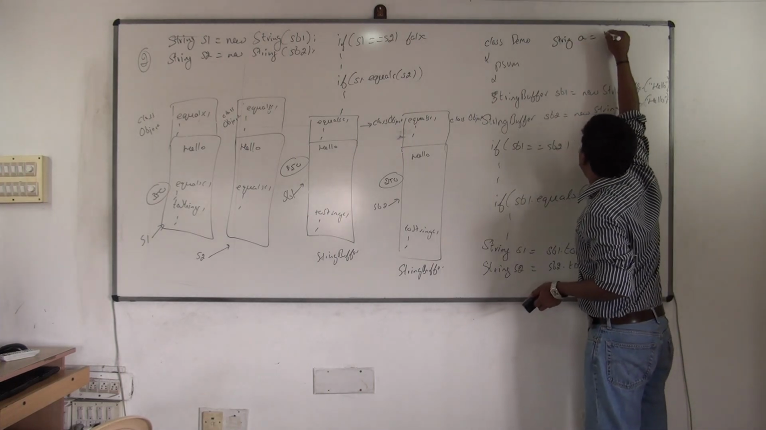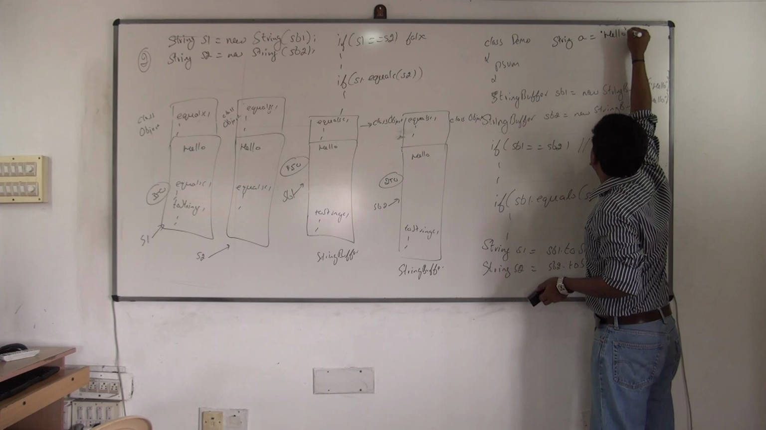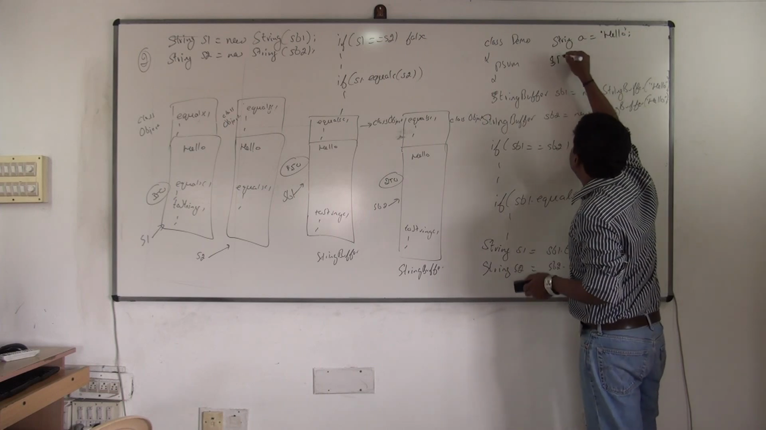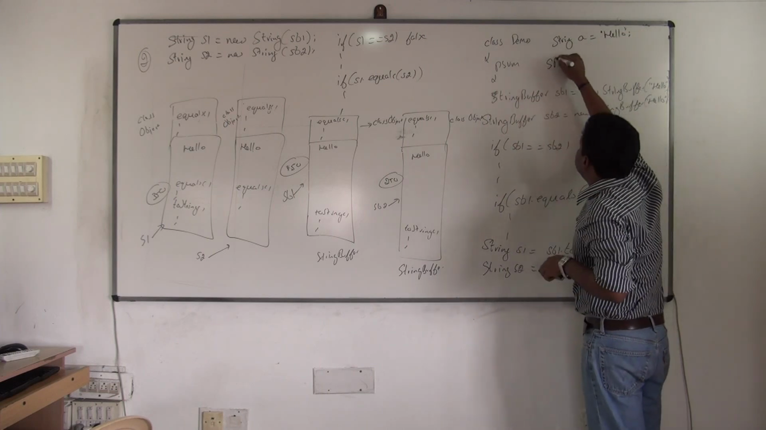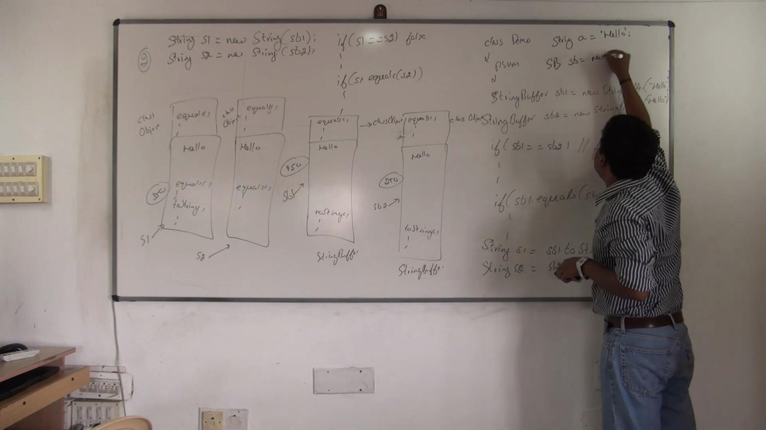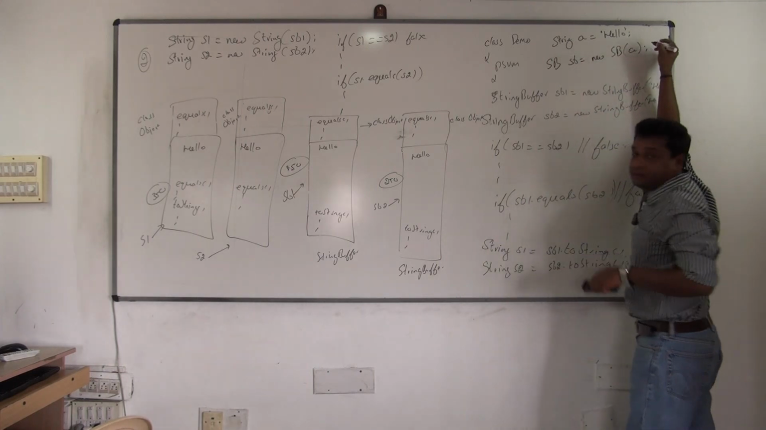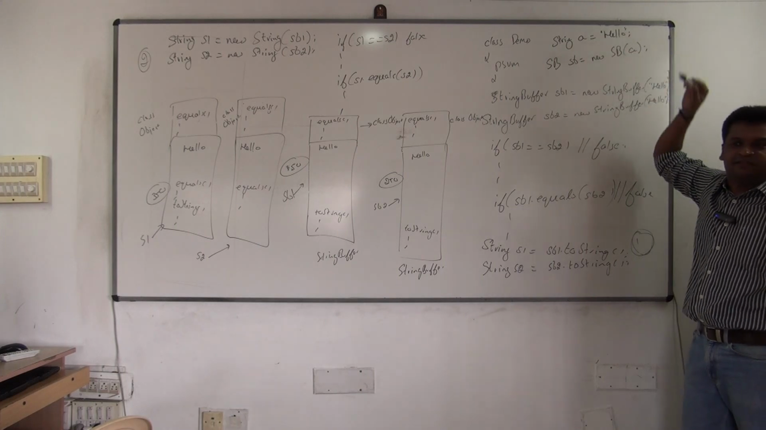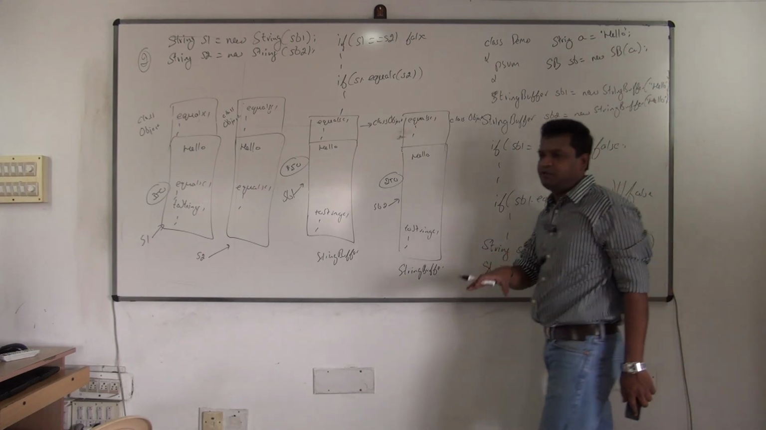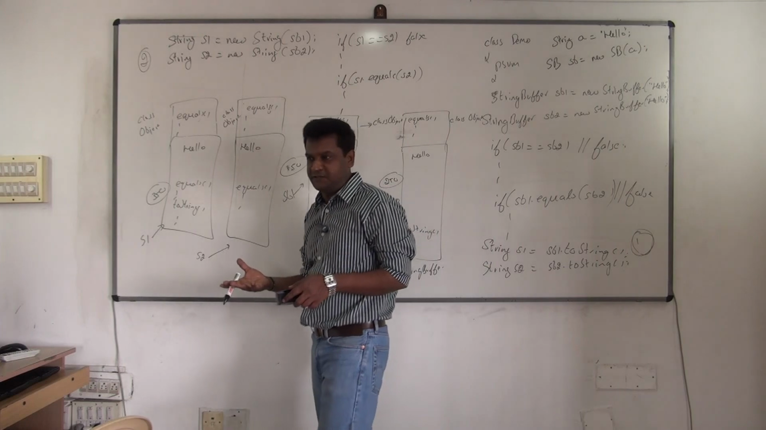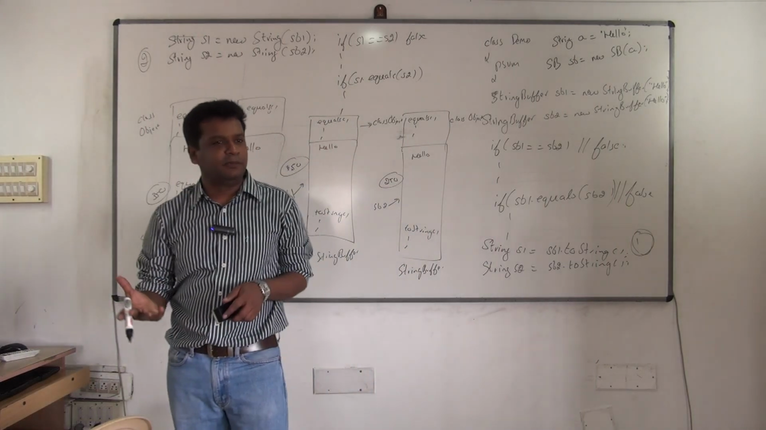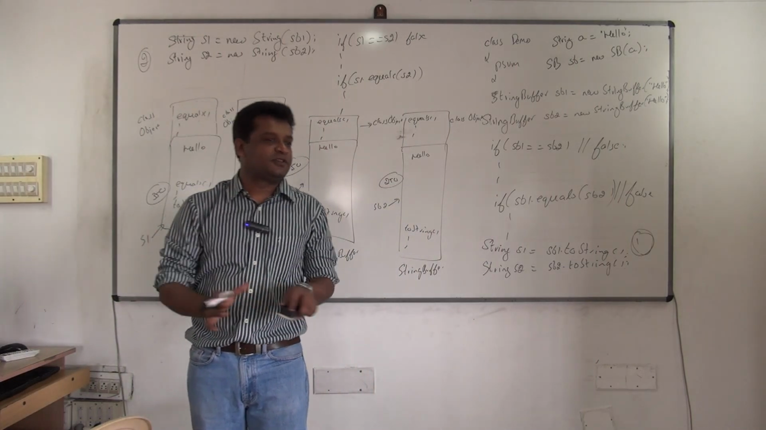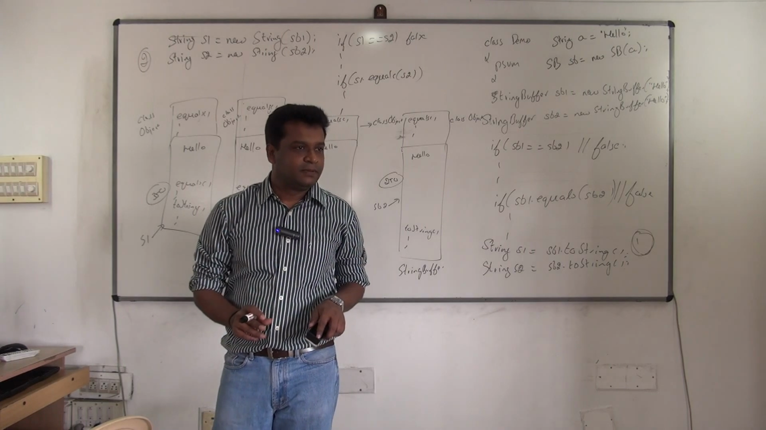String A is equal to "hello". StringBuffer, I write it in shortcut, StringBuffer SB is equal to new StringBuffer of A. Correct now? Here I am hard coding, and here I am storing in a string and passing it. That's it. So you can convert String to StringBuffer also, when you want to do too many manipulations. When you want to do too many manipulations, convert String to StringBuffer and manipulate it.